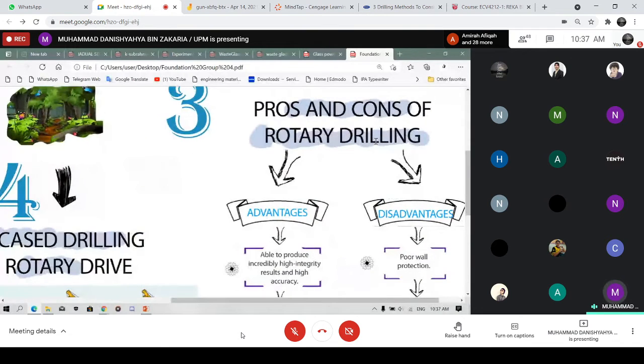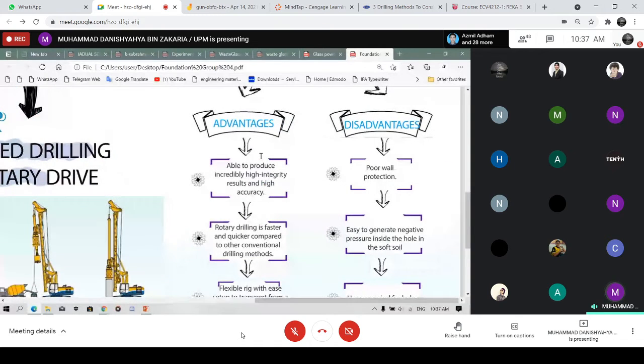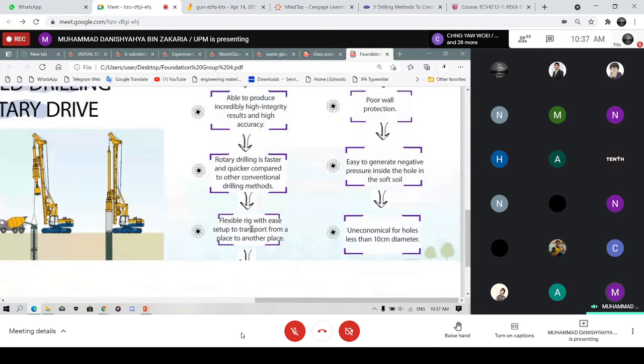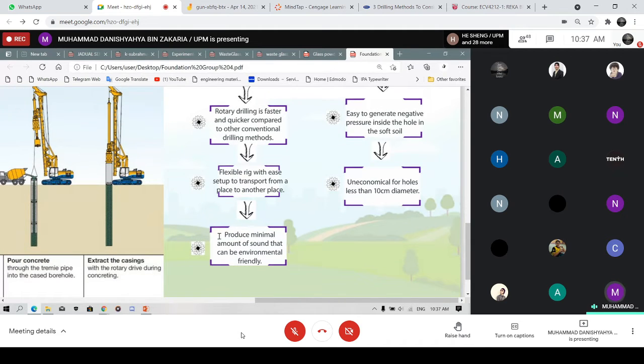For the pros and cons of rotary drilling, first of all, we move on to the advantages. The first advantage is that rotary drilling is able to produce incredibly high integrity results and high accuracy. Rotary drilling is also faster and quicker compared to other conventional drilling methods. It is also a flexible rig, easy to set up and transport from one place to another. Lastly, it produces a minimal amount of sound, so it can be environmentally friendly.